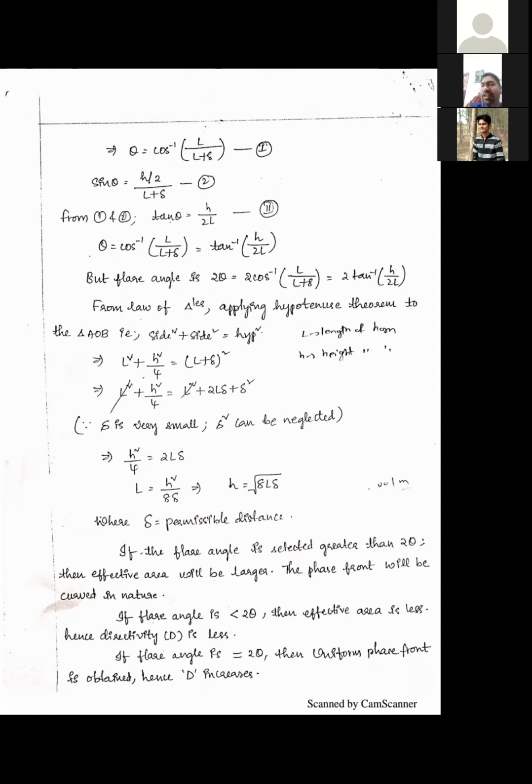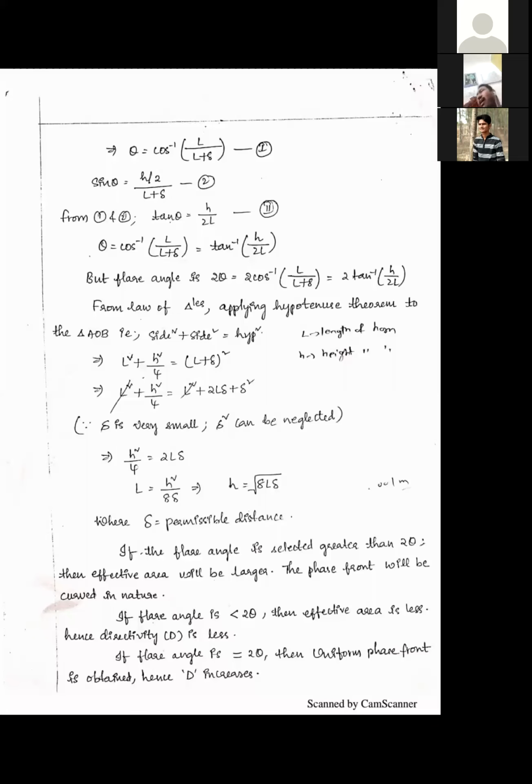If del is very small, generally del is very less compared to your length. If del is 1 millimeter, that is 1 into 10 power minus 3, then del square will be 1 into 10 power minus 6. Then del square is further decreased, hence it can be neglected. Then H square by 4 equal to 2L delta. From that, L is equal to H square by 8 delta, and H is equal to under root 8L delta.